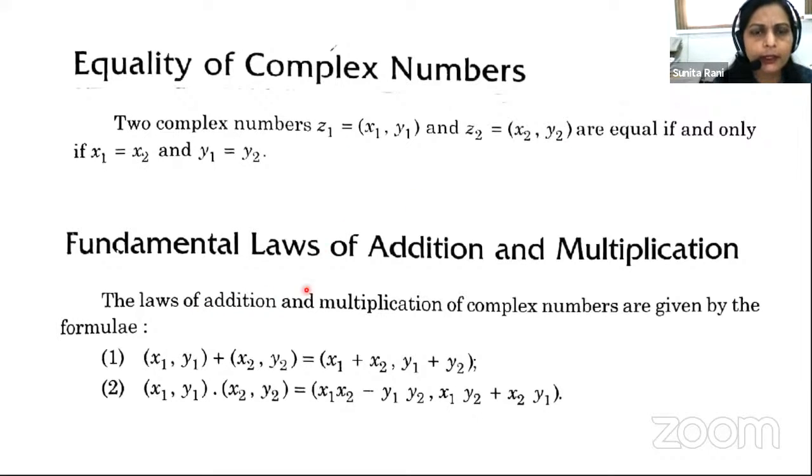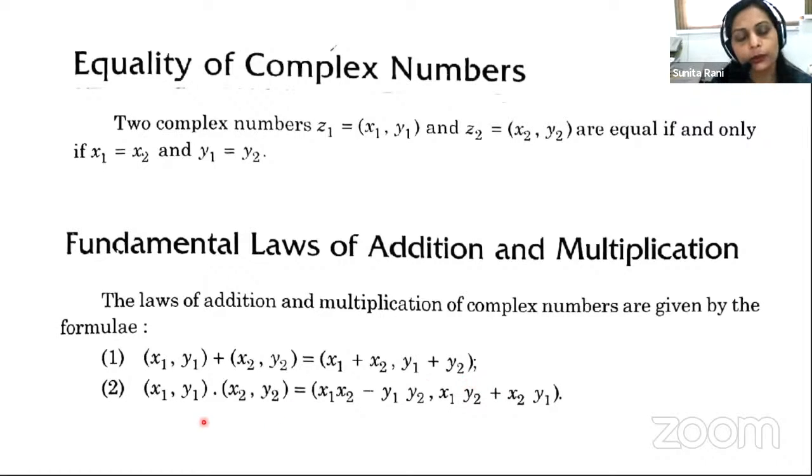There are some fundamental laws for addition and multiplication of complex numbers. If we have two complex numbers, z1 and z2, like here, z1 (x1, y1) and z2 (x2, y2), we can add the two complex numbers. First complex number x1 y1 plus x2 y2. After adding, we get corresponding elements x1 plus x2, y1 plus y2, like this. This is the addition of two complex numbers.